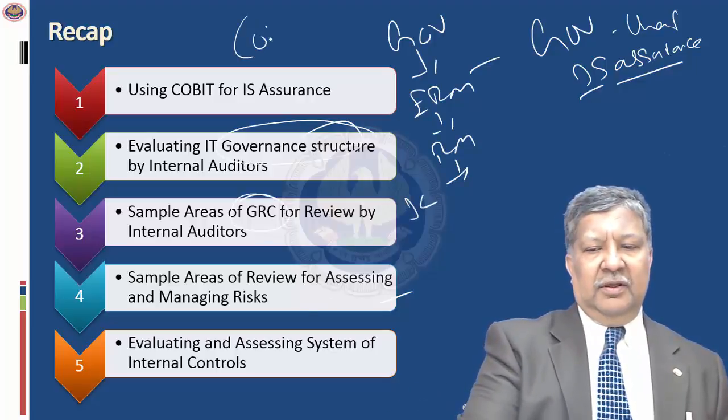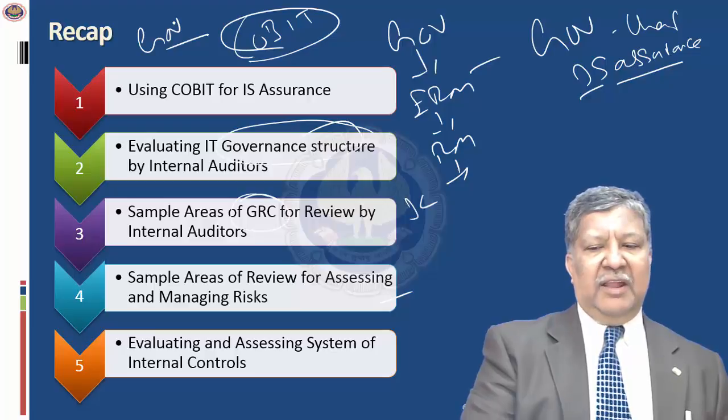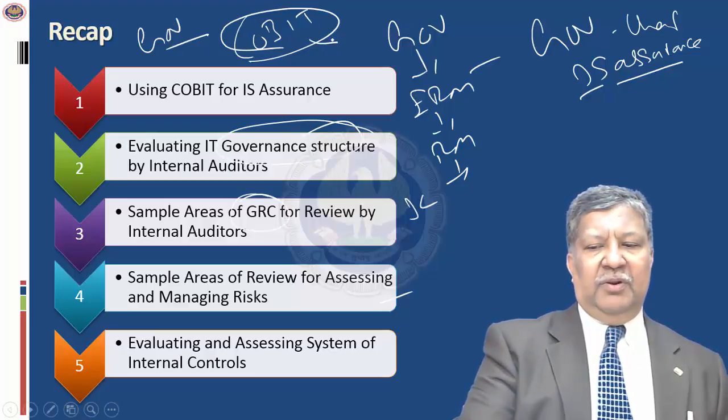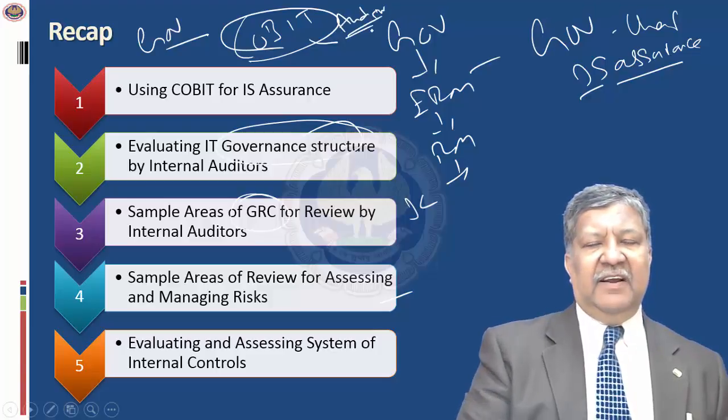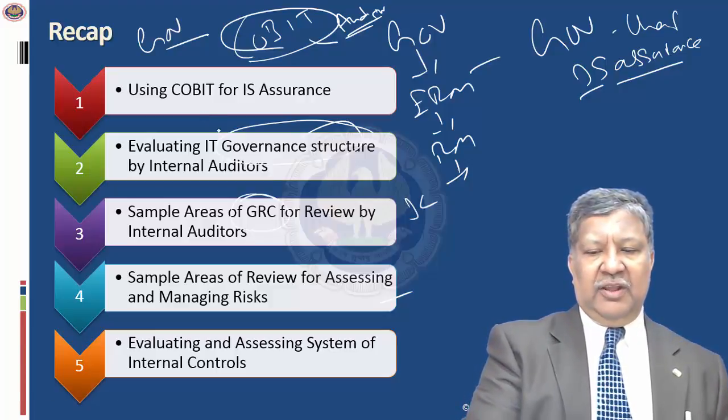Using COBIT, you can actually implement a system of governance, which means the management can use COBIT for the purpose of implementing governance. The same content in COBIT can be used by the auditor for the purpose of validating and verifying whether the management has implemented governance in the required way. And these are some examples of how you can actually do this.